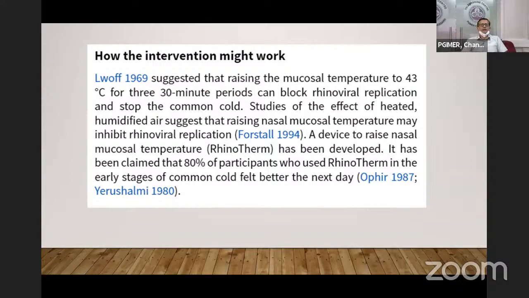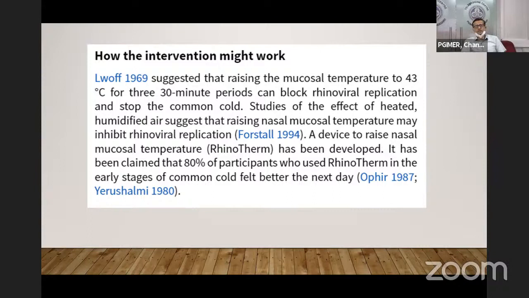So here we can see that heated humidified air acts by raising the mucosal temperature to 43 degrees for a 30 minute period. It can block rhinoviral replication and stop the common cold. Studies of the effect of heated humidified air also suggested that raising the nasal mucosal temperature may inhibit rhinoviral replication. And the device used to raise the nasal mucosal temperature is the rhinotherm.